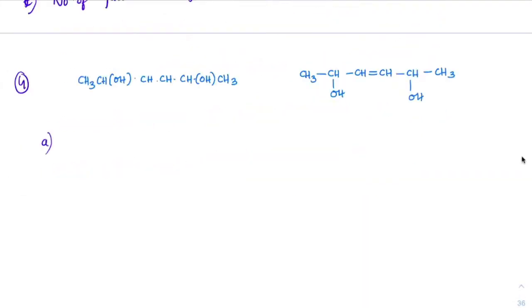Next. First question, number of stereoisomers. Second, enantiomeric pairs. Third, total pairs.